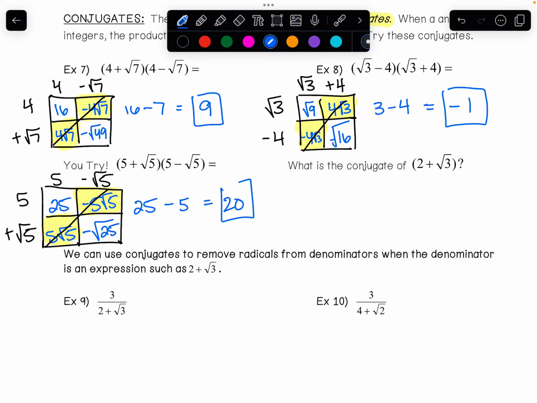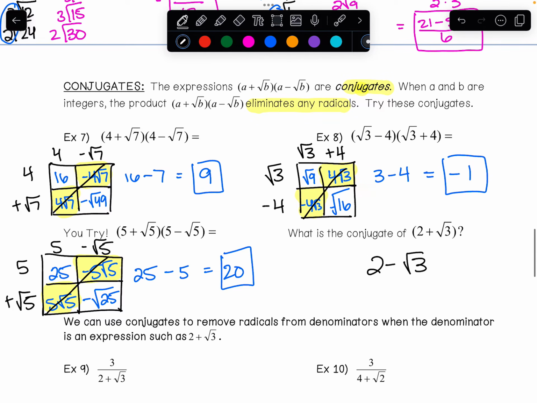What's 25 minus 5? 20. So notice how in all 3 of these problems, we didn't have any radicals in our answer. On this next one, it says, what is the conjugate of 2 plus the square root of 3? Well, the conjugate would be 2 minus the square root of 3. Remember, notice the only difference between these two is one has a plus and one has a minus here.